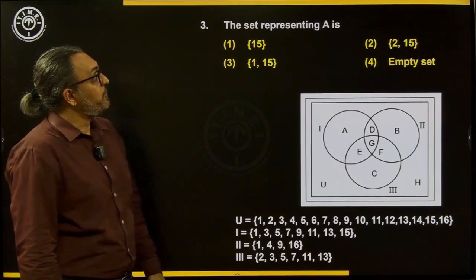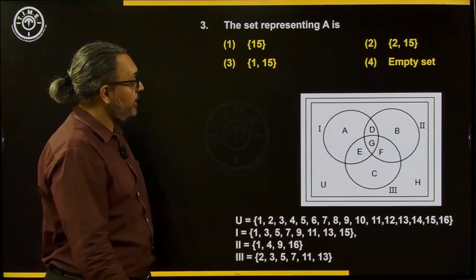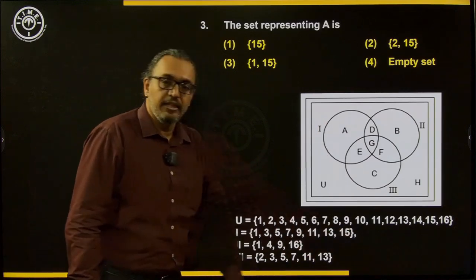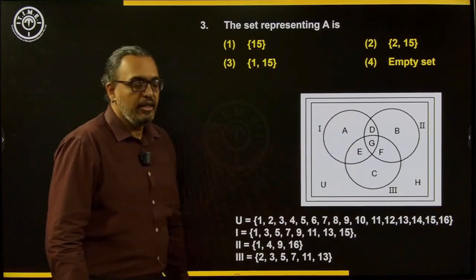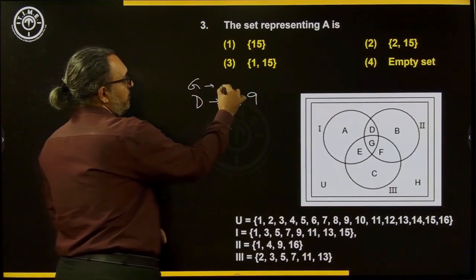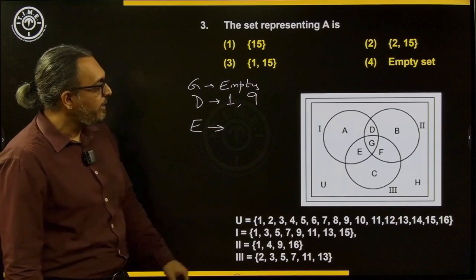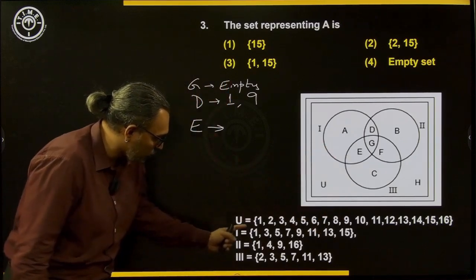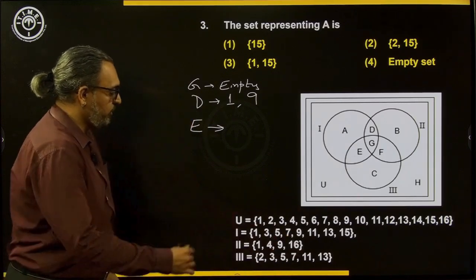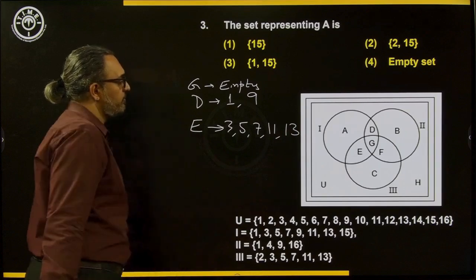Now the set representing A, what numbers does A have? When I look at 1, it is 1, 3, 5, 7, 9, 11, 13. Now G is empty. We know D has the numbers 1 and 9. And what about E? E is common to 1 and 3. What are the numbers common to 1 and 3? 3 is common, 5 is common, 7 is common, 11, 13. That is common.